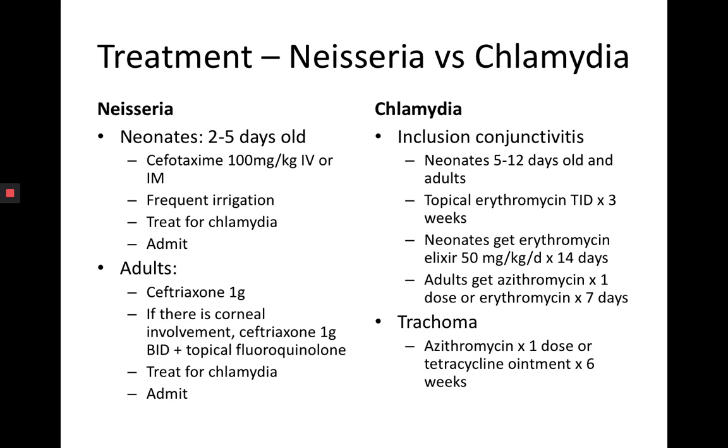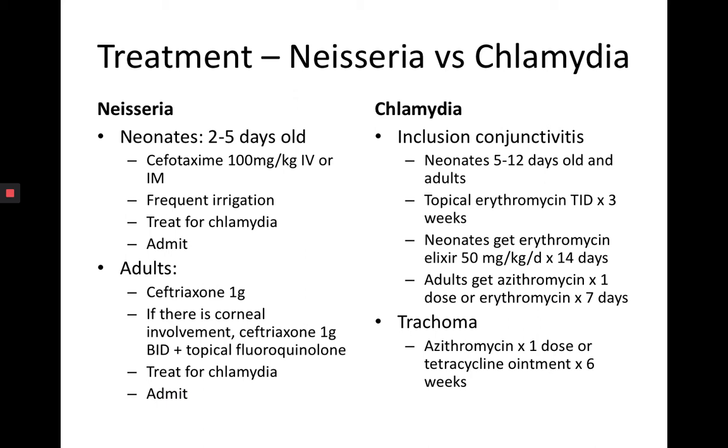The treatment is combined because folks who are suspected to have Neisseria should also be treated with antibiotics for Chlamydia and vice versa. So the treatment for Neisseria in neonates, the first-line therapy is either cefotaxime or ceftriaxone. It's important to keep in mind that ceftriaxone should be used with caution in infants with significant hyperbilirubinemia, as it can lead to encephalopathy. And so if there's concern for that, then use cefotaxime rather than ceftriaxone. These patients should have their eyes irrigated frequently, and they should be admitted for monitoring.